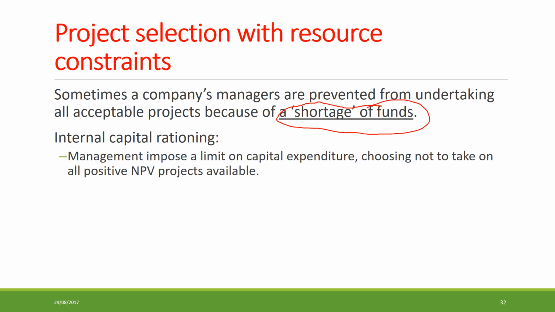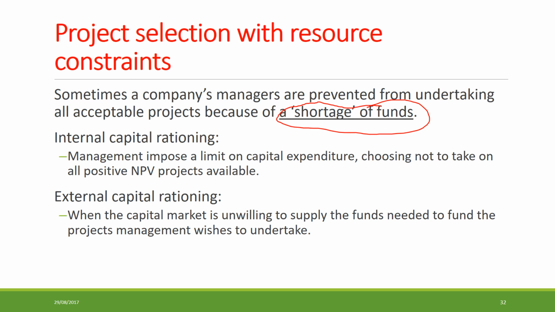We have two types of constraints. First, an internal constraint, meaning that we impose a limit on how much we expend on certain projects, say how much we invest in a certain industry, right? So we can't really choose projects where the initial cost is higher than our limit. Second, external capital rationing. This is when the market doesn't want to fund certain projects, right?